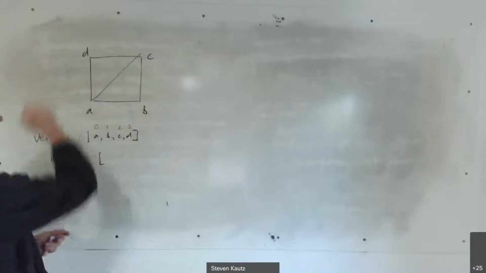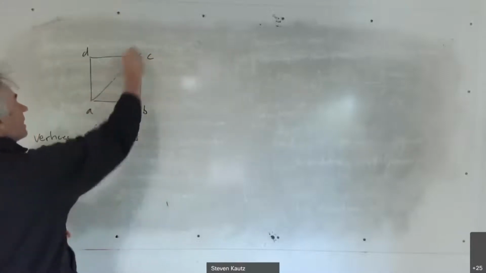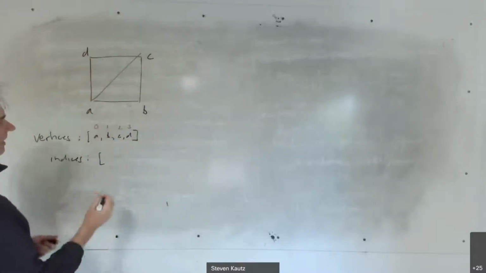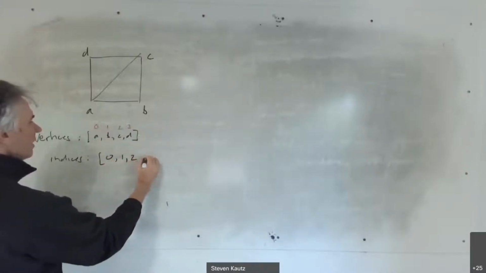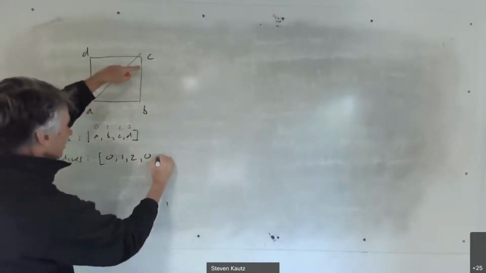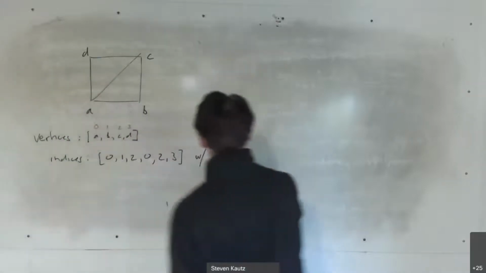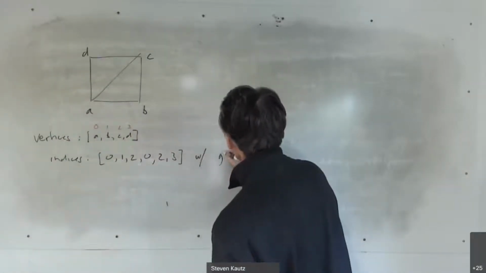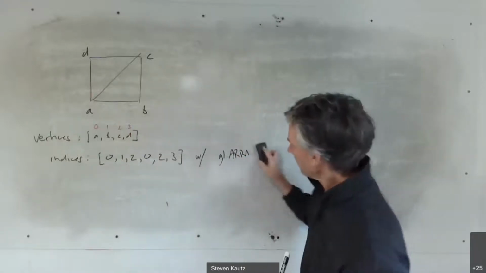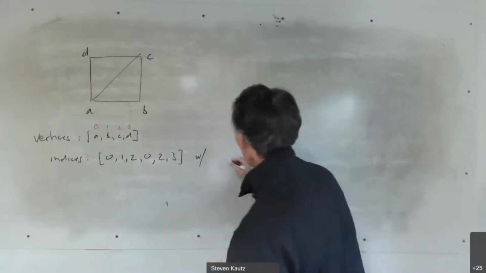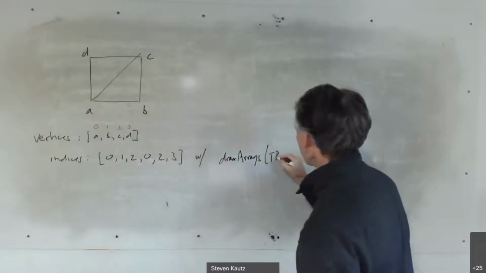So what if you want to draw that quad? In other words, you need to go A, B, C, and then A, C, D. And you can do that with indices, right? So your indices would be 0, 1, 2, 0, 2, 3. And that would be the indices for drawing the quad. And you would use draw arrays. Triangles.